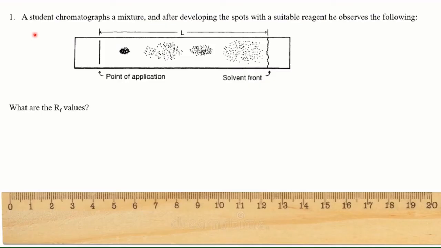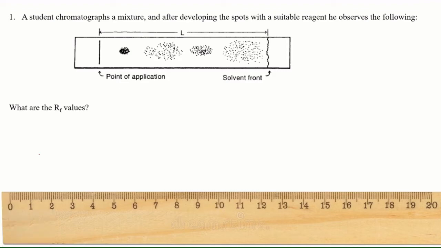Question number 1. A student chromatographed a mixture, and after developing the spots with a suitable reagent, he observes the following. So here's a picture of the chromatography paper that the student observed. The question asks for what are the RF values. So before we begin the question, first we're going to need a centimeter ruler. So you should obtain a centimeter ruler to answer this question.